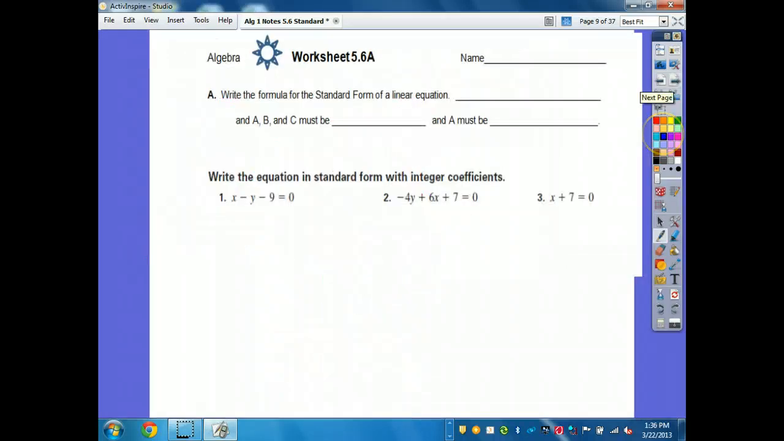All right, now like this. How do I do number 1? This is x minus y minus 9 equals 0. Write the equation in standard form. All I have to do is rearrange these on this page. So I'd have to get the 9 over here. So that leaves me with x minus y equals 9. That one would be done.